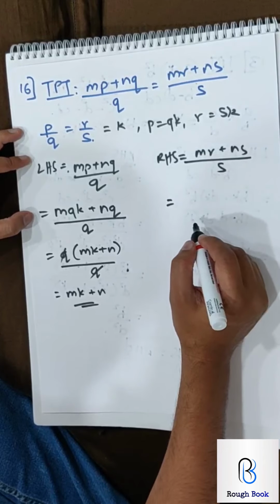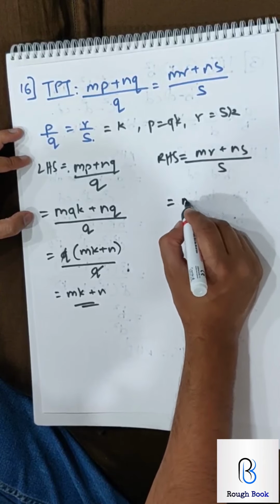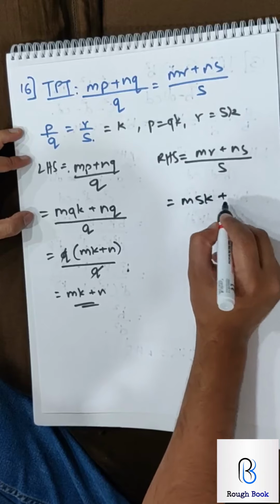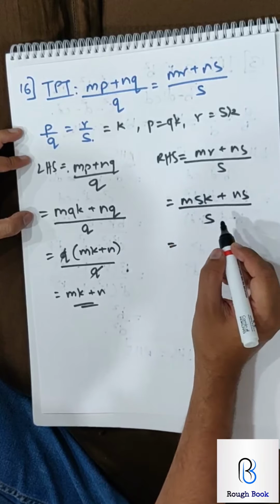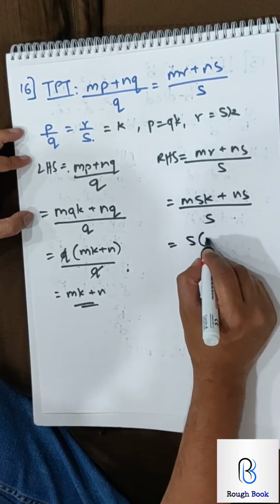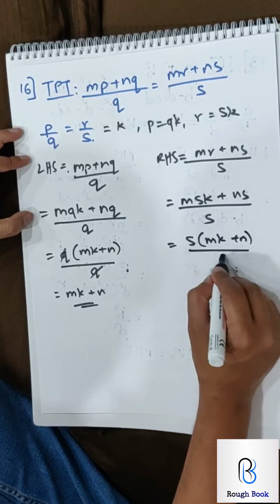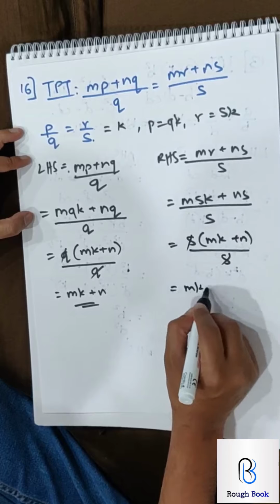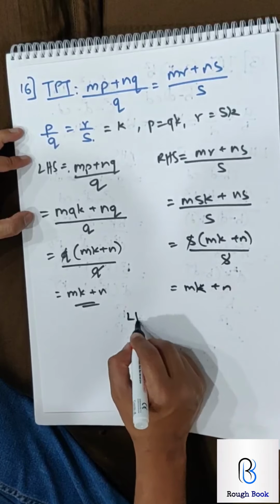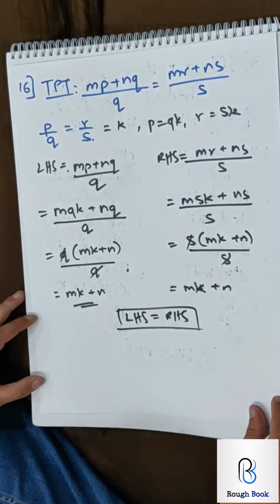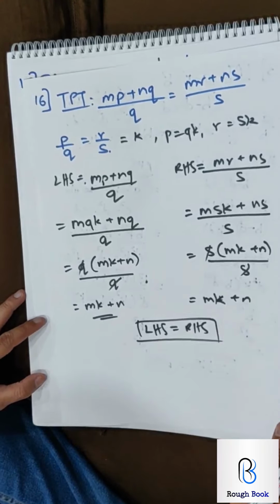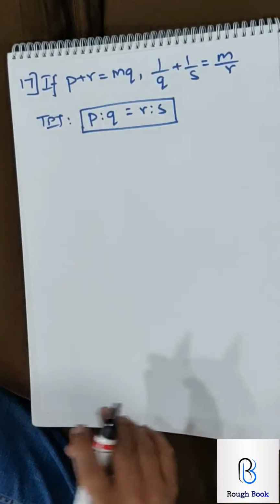So M, nothing, R, SK, NS upon S. So I pull common, that is S. So MK plus N upon S, S cancels, MK plus N. So we are lucky. So LHS equals RHS. Yeah, how many of you all could finish it before me? Great. Last sum number 17.